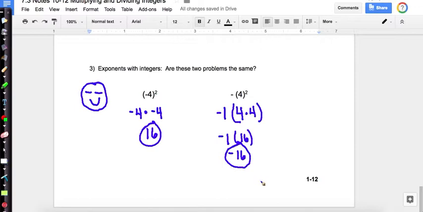Okay, so to recap our multiplication and division rules, a positive times a positive is always a positive. Good. A negative times a negative is always a positive. And the last rule, a positive times a negative or a negative times a positive is always negative.